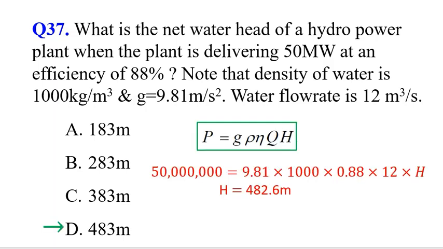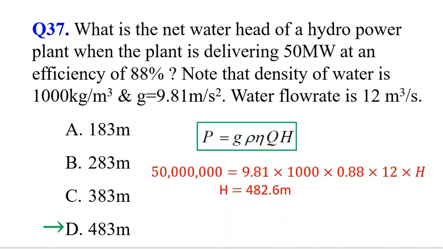What is the net water head of a hydropower plant when the plant is delivering 50 megawatt at an efficiency of 88%? Note that density of water is 1000 and G is given as 9.8, water flow rate is 12 cubic meters per second. So if you want to calculate the power, you know the power of a hydropower plant will be G times the rho, the density of water, into the efficiency, into the water flow rate Q, into the head, water head, or in other words the effective water head.